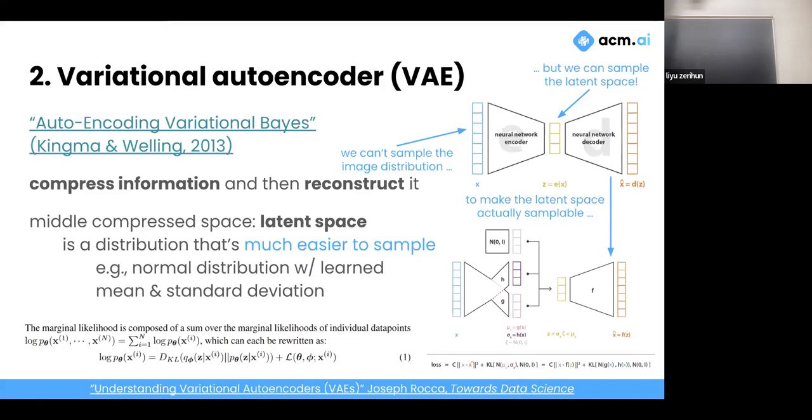But here's the problem. When we're just training a normal autoencoder, we don't know what the distribution of this is. It is not guaranteed that this is a distribution that we can easily sample. This is not going to be a nice normal distribution. It's going to be some really weird, janky vector that belongs somewhere we can't really model. And this is where variational autoencoders come in.